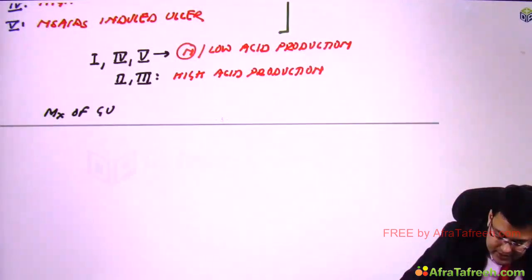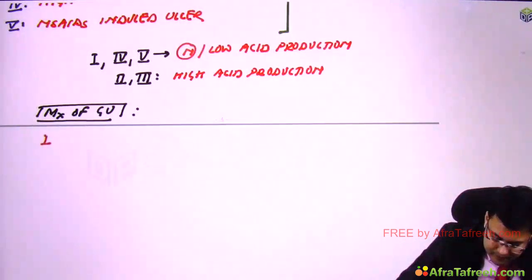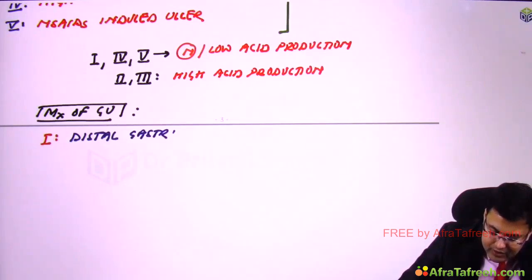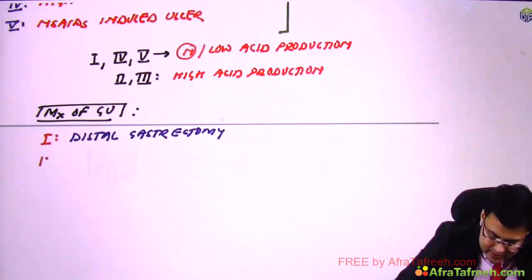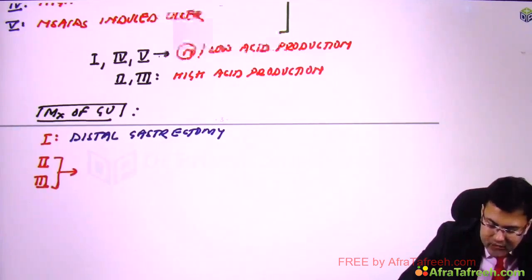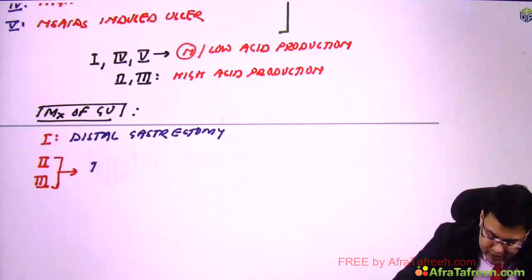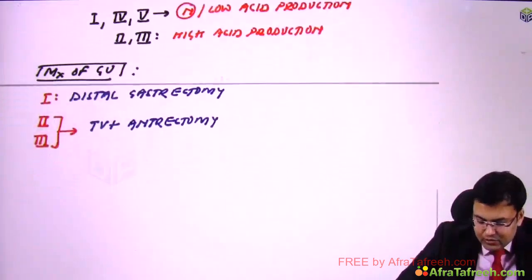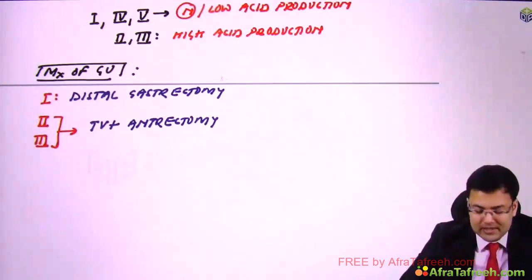Management of gastric ulcer. So first, type 1. In type 1, we go for distal gastrectomy. After that, in type 2 and type 3, the treatment is the same. And what do we go for? Truncal vagotomy. We go for truncal vagotomy plus antrectomy. So for type 2 and 3, we go for truncal vagotomy plus antrectomy.